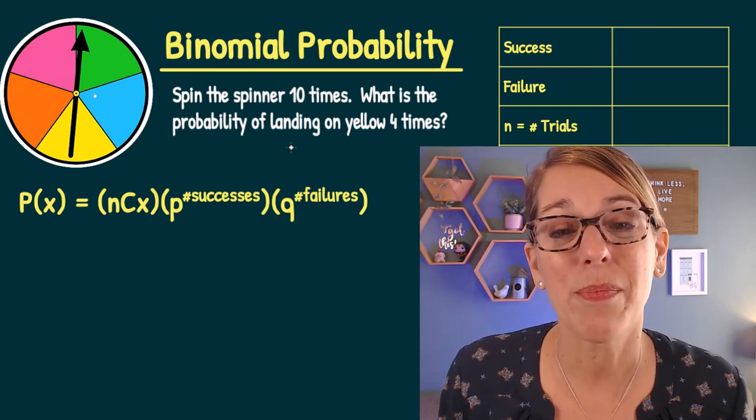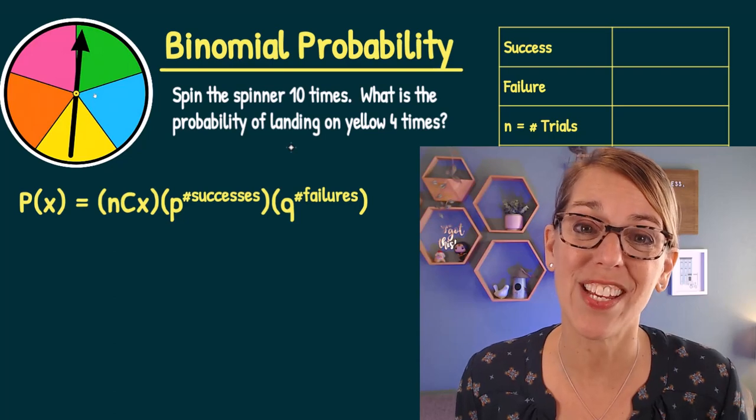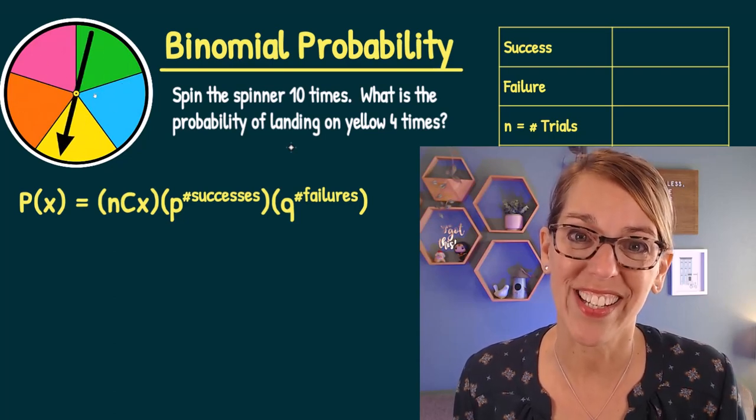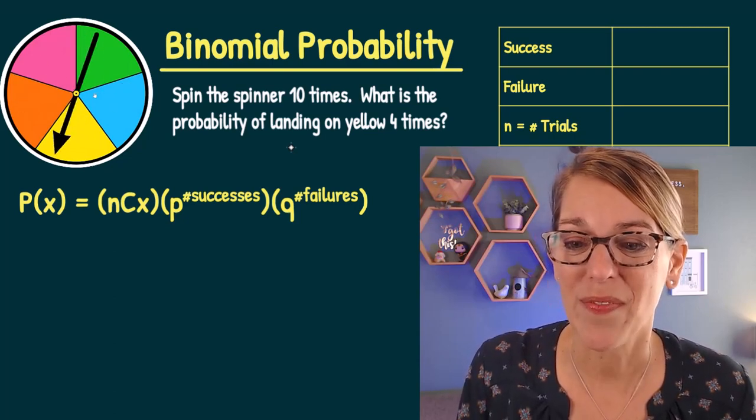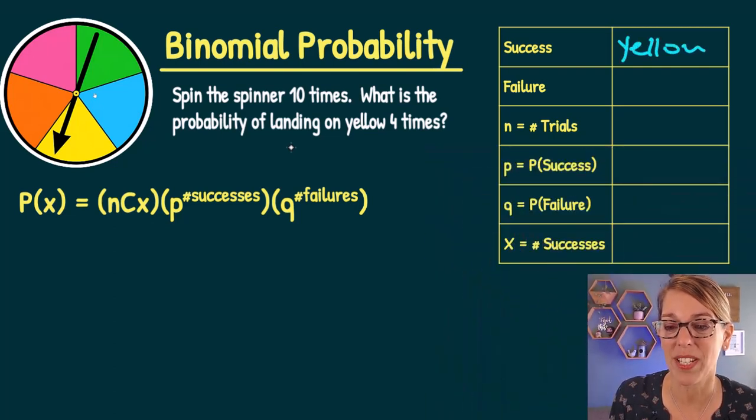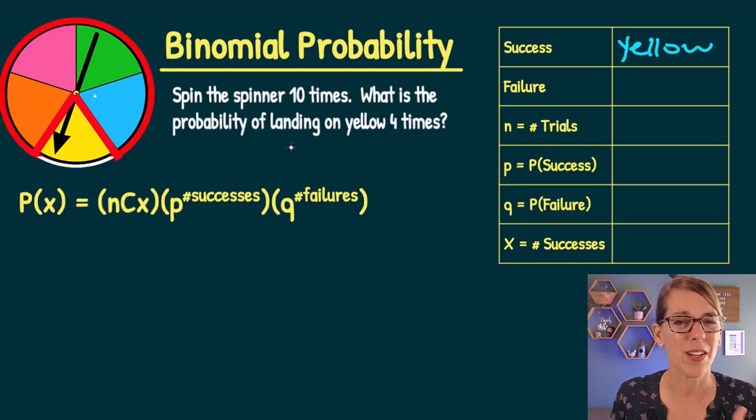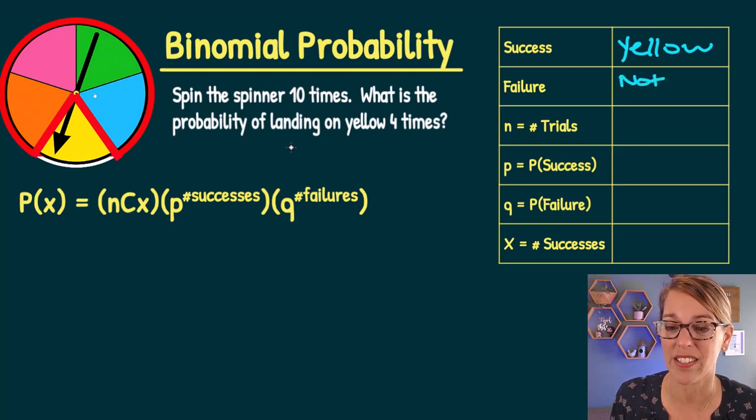In this example, we're going to be spinning a spinner with 5 different colors 10 times. With each spin, we're hoping to land on a yellow. That defines our success. So our success for any one trial will be landing on a yellow. And our failure for any one trial or spin is going to be any other color. So I can instead just say, just not yellow.